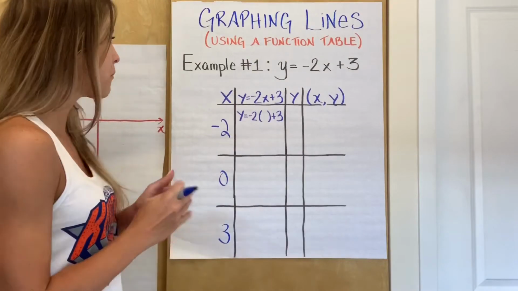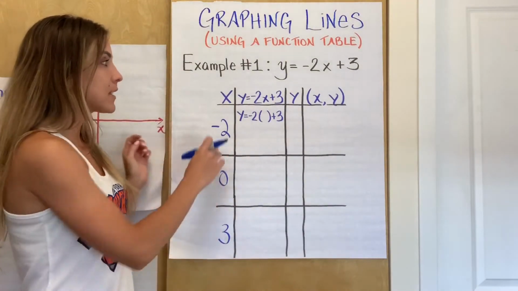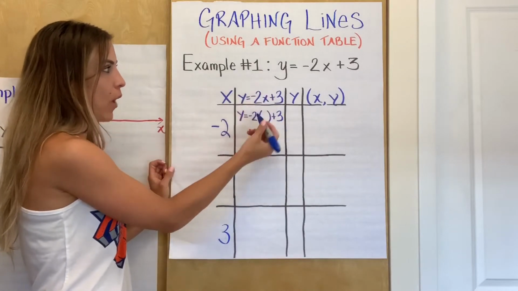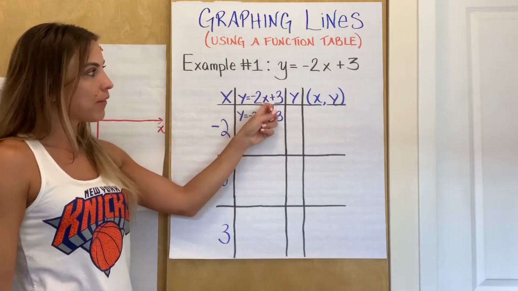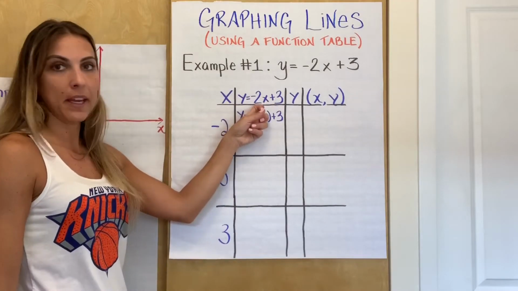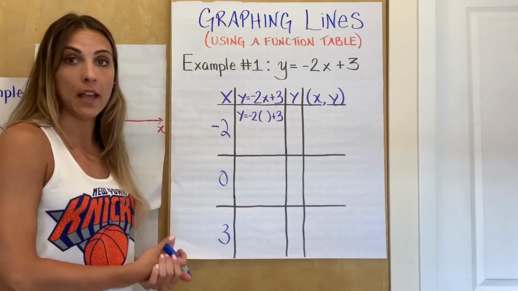It doesn't matter. You're going to take the x value that you pick and substitute it in for x. This is my function rule. This rule is telling me that if I take whatever x is and multiply it by negative 2 and then add 3 to it, I'm going to get what y is. That's what that rule says.